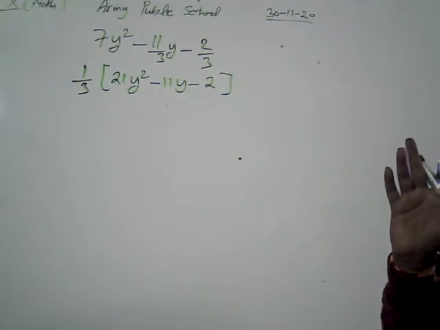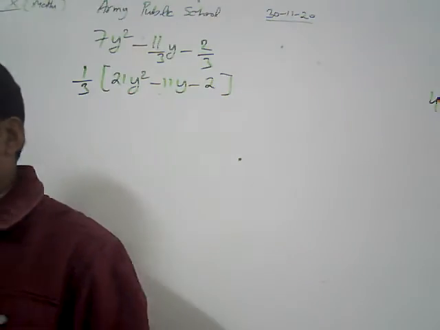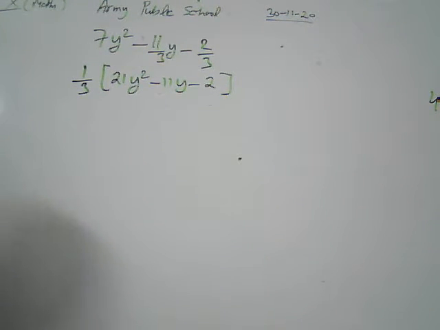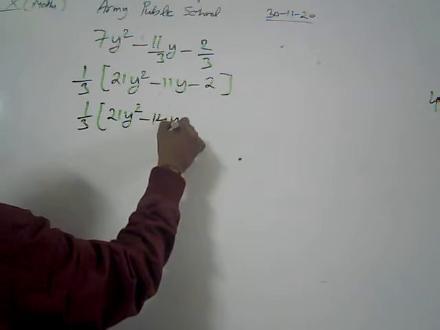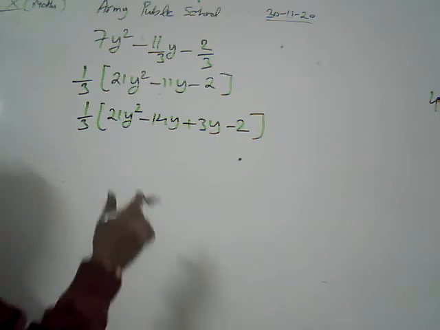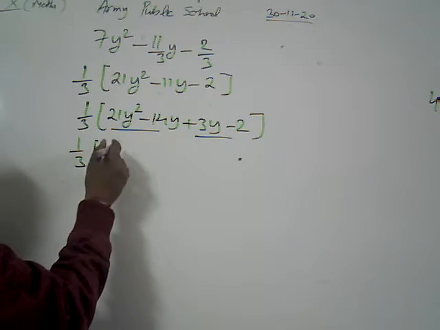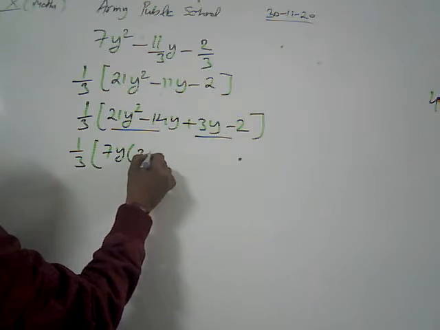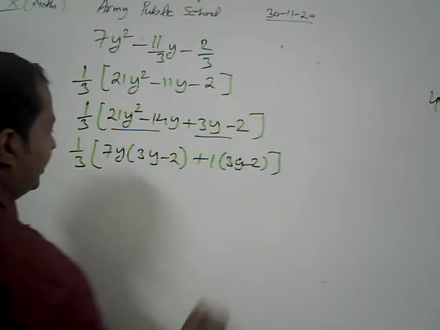7y square minus 11y minus 2 by 3. We have to find the factors of 42 such that the difference is equal to 11. Then it's 14 and 3. Then 1 by 3, 21y square minus 14y plus 3y. We split our middle term. After splitting the middle term and taking pairs, we take out common 7y, then we have 3y minus 2, and plus 1 we have 3y minus 2.